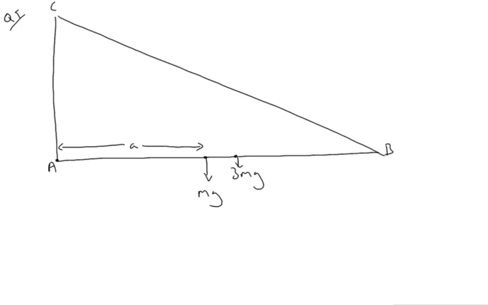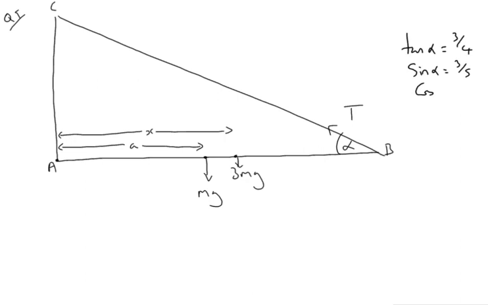And we know that that's acting at a distance x from the end. So we'll put x up here if you like. The diagram can get a bit complicated at this point, but it's important to have a good diagram. T, the tension in the string, is acting that way at what we're told is an angle alpha, where tan alpha is 3/4, meaning again that sine alpha is 3/5 and cos alpha is 4/5. So we need those values later.